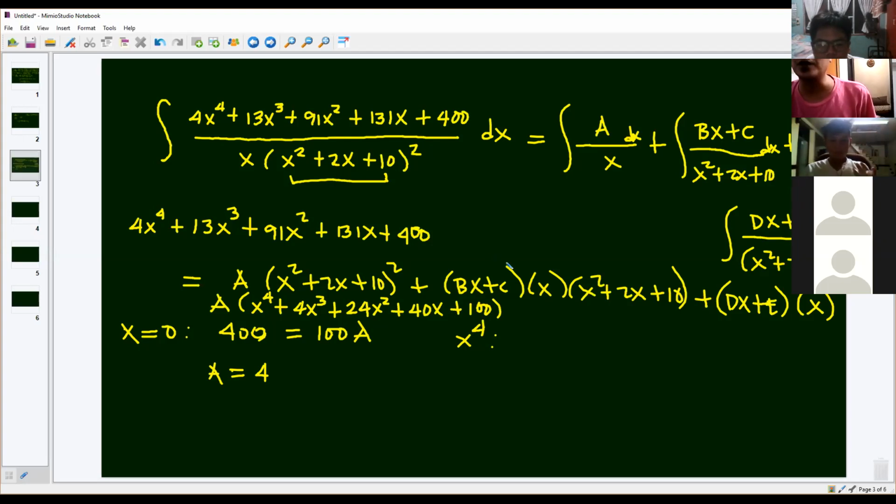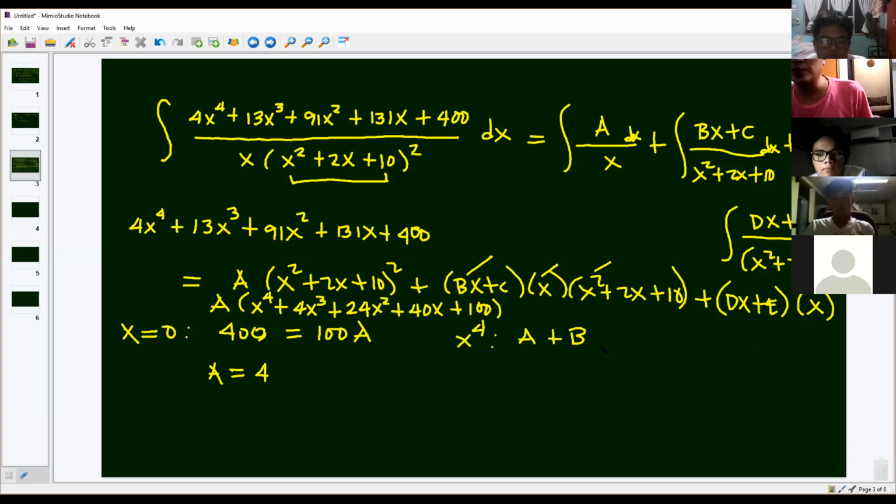Here, you have bx, x, and x squared. That's also x to the fourth. So, you have a, you have b. Do you have an x to the fourth here? None. So, therefore, we get b right away, because x to the fourth is 4 and a is 4. Therefore, b is 0.